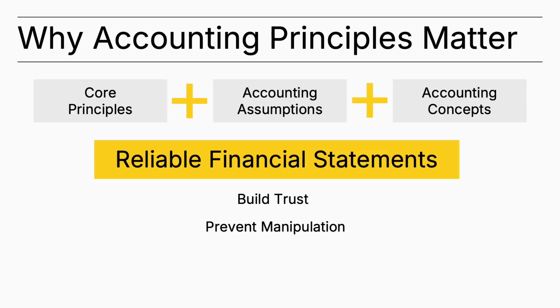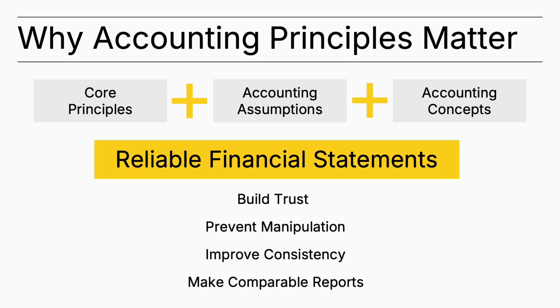Without these rules, businesses could manipulate profits, hide expenses, or make their financial performance appear stronger than it actually is. These principles also improve consistency. When companies follow similar accounting rules, investors and other users can compare businesses more easily. This becomes especially important when banks decide whether to lend money, investors decide whether to buy shares, or governments calculate taxes. Accounting principles help ensure financial information is more reliable and useful for decision making.